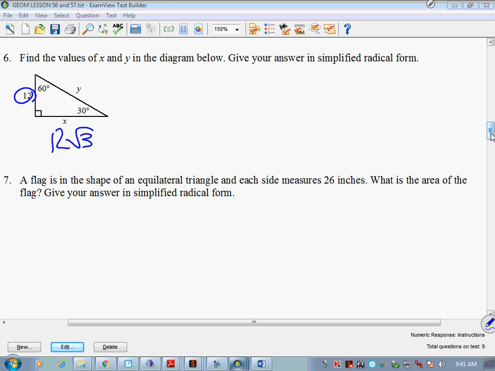Y would be what? Y would be 24, which is 2x, so 12 times 2 is 24. So I want to get 12 radical 3 equals x, and y equals 24. Okay? Let's look at question number 7.